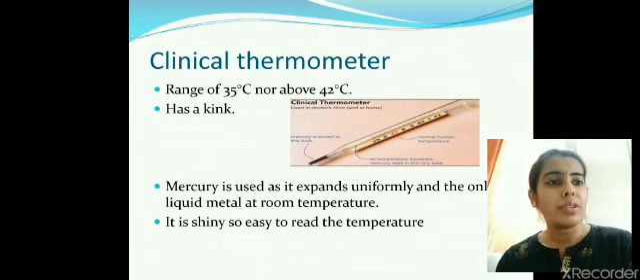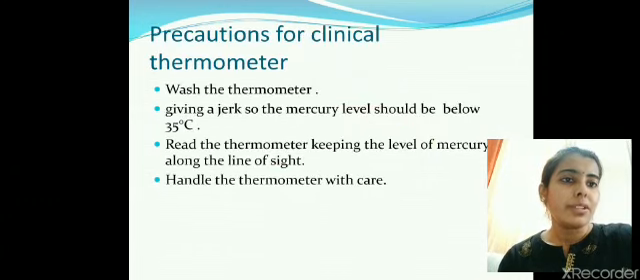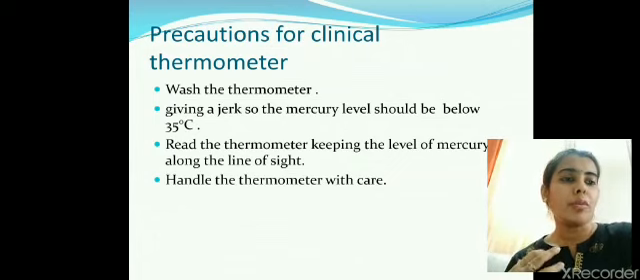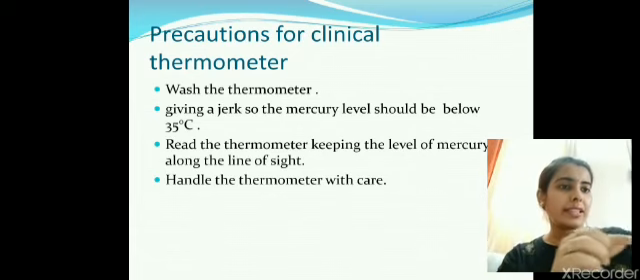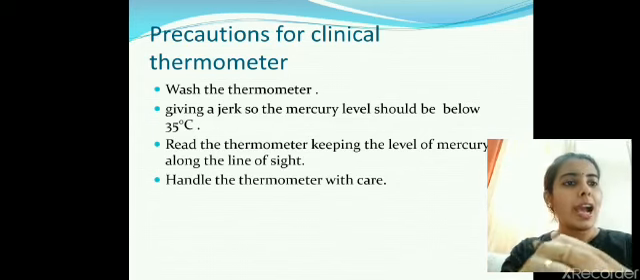There is one more thermometer that is used in laboratories. I'll be discussing that. Those thermometers don't have a kink. They don't have a bend. In clinical thermometers, we need to take the precautions which I discussed just now. Wash the thermometer before use. Give a few jerks before putting the thermometer in the patient's mouth or the armpit, because the mercury level should go down. Read the mercury level. Whenever we are reading, it should be kept at eye level. When you are reading, it should match the level of your eye.